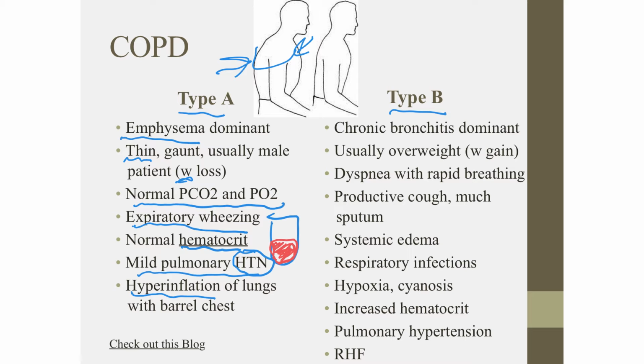Okay, type B, the B there should remind you that it's bronchitis dominant, so chronic bronchitis. And bronchitis in general is favoring weight gain, so these patients tend to be overweight as opposed to our very thin, gaunt type A patients. There will be dyspnea, so shortness of breath with rapid breathing. A productive cough, which is characteristic of chronic bronchitis. Lots of sputum because they're bringing it up.